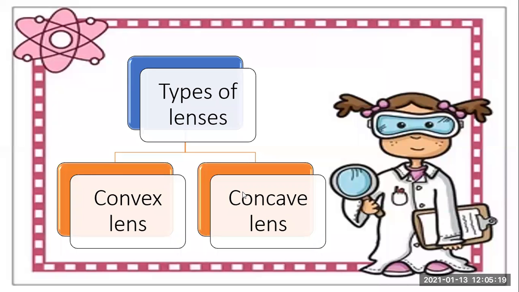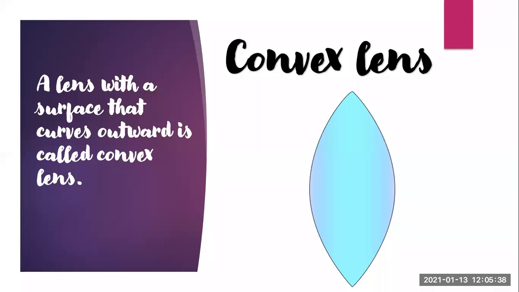How many types are there? There are two types of lenses. Number one is convex lens and another is concave lens. Right? So let's see what a convex lens is. This is how the convex lens looks. A lens with a surface that curves outward is called the convex lens.